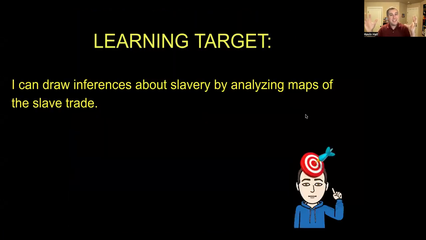So I hope we can kind of see the bigger picture now about how looking at a couple of maps can kind of help fill in the gaps with what really happened in history.